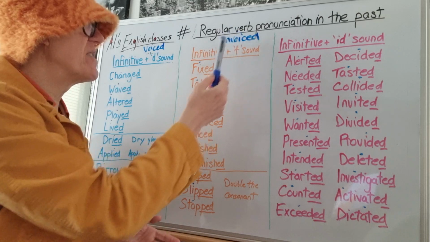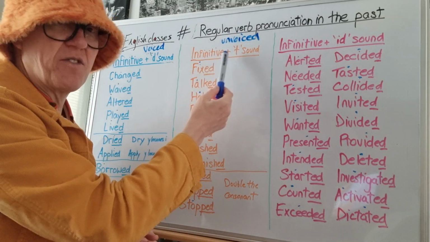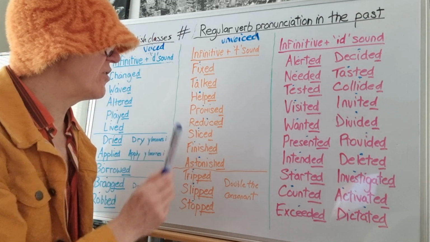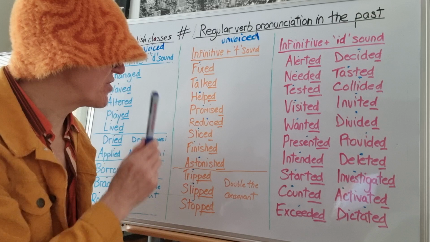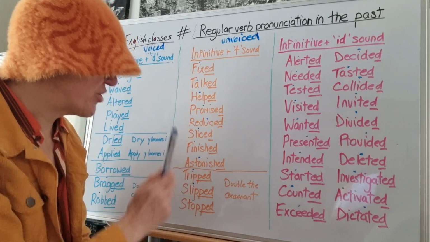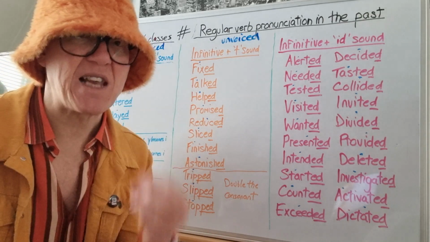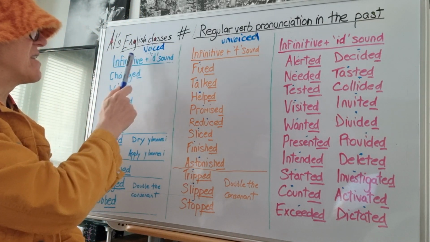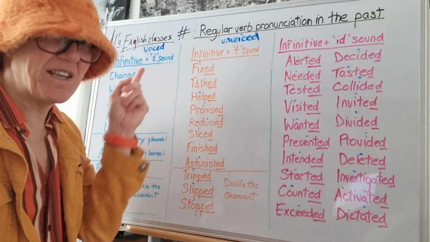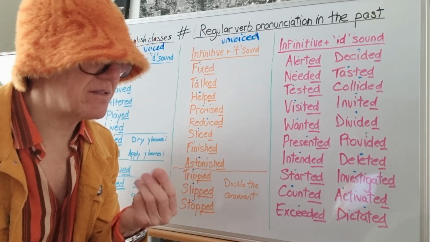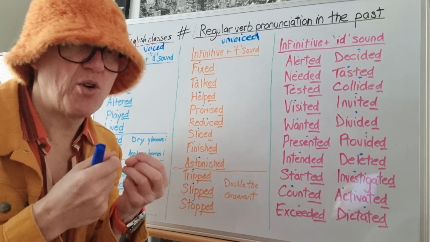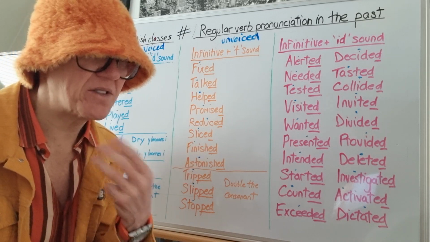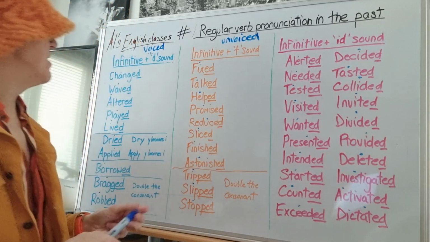Whereas if it's unvoiced at the end, we use a slightly different sound. Fix, unvoiced. Talk, unvoiced. Help, promise, reduce, slice, finish, astonish, trip, slip, stop. The last sound of those verbs is unvoiced. So for voiced endings, we add D here. It's slightly like a T, but it's more subtle.